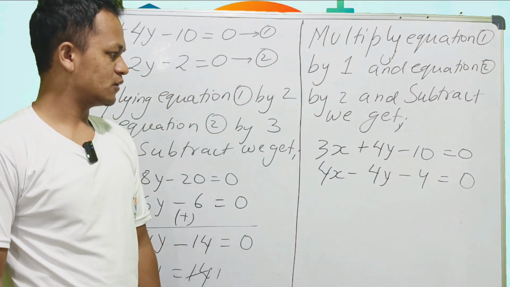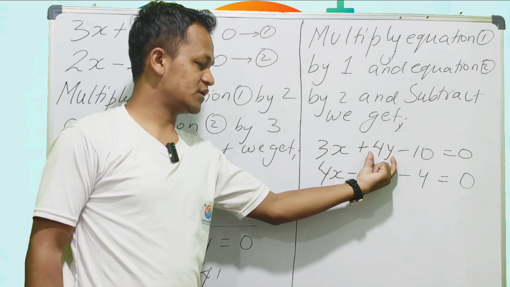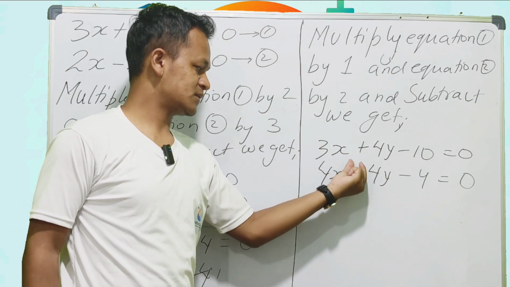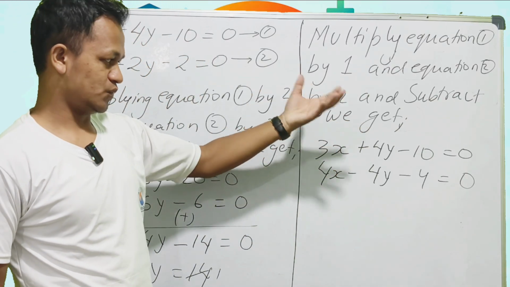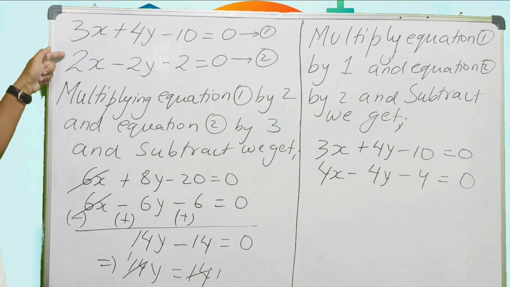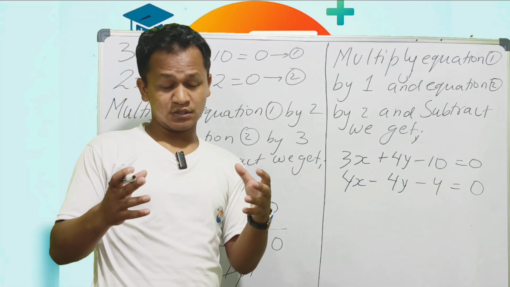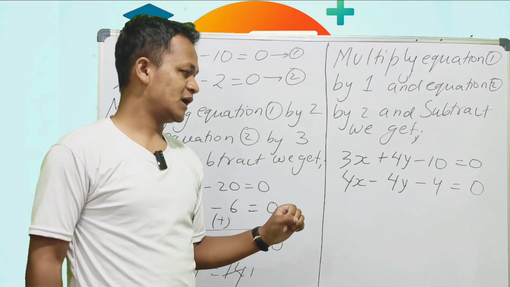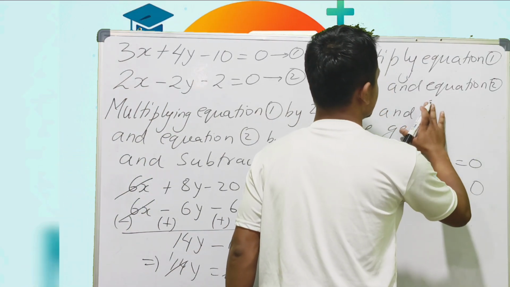I think we should add here, since the signs of the y terms in equation 1 and equation 2 are different. Here it is plus, here it is minus, so it's better that we add them together. Whereas earlier, since both the signs were the same, we had to subtract. Keep that in mind: if the signs of the terms are the same, we subtract; if the signs are different, we just add them.